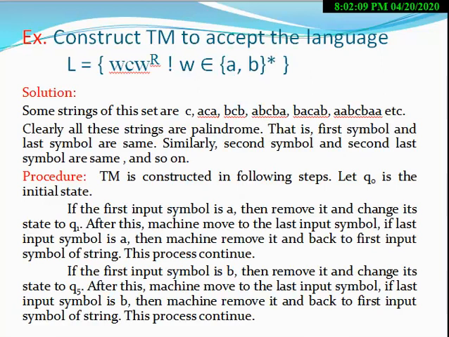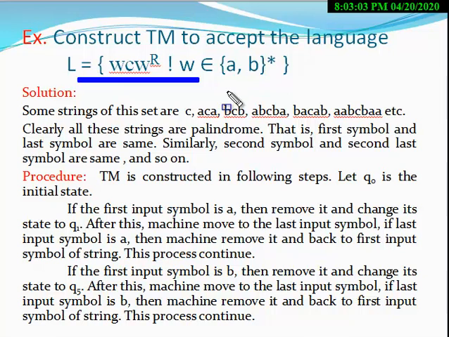The first example which we are going to solve in today's lecture is this. Given this language, you have to construct a Turing machine corresponding to it. The language is L = {W C W^R such that W is a string of A and B}. Here W^R is the reverse string of W. W is any string of A and B, and W^R is the reverse of W. Now we solve this problem.